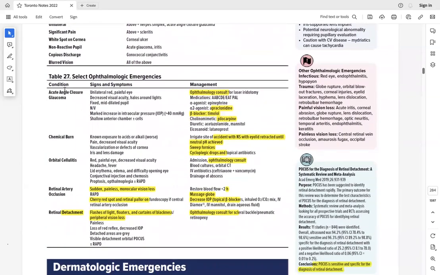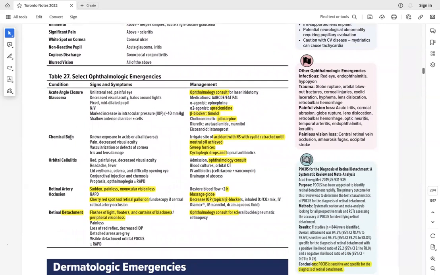In acute angle closure glaucoma, the patient will present with sudden onset of unilateral pain. All of a sudden, the patient has nausea, vomiting. The pain is very intense, cannot see. There may be halos of light around everything. So what we have to do, we will give the patient timolol and ophthalmological consultation.